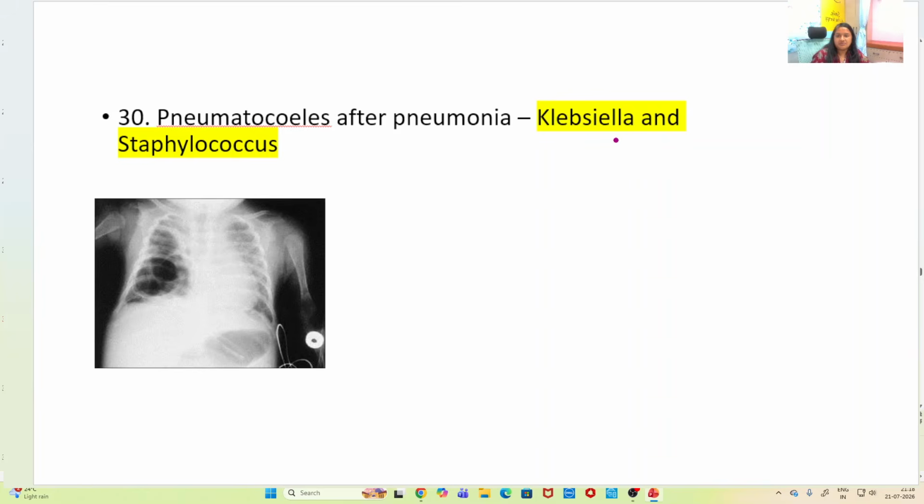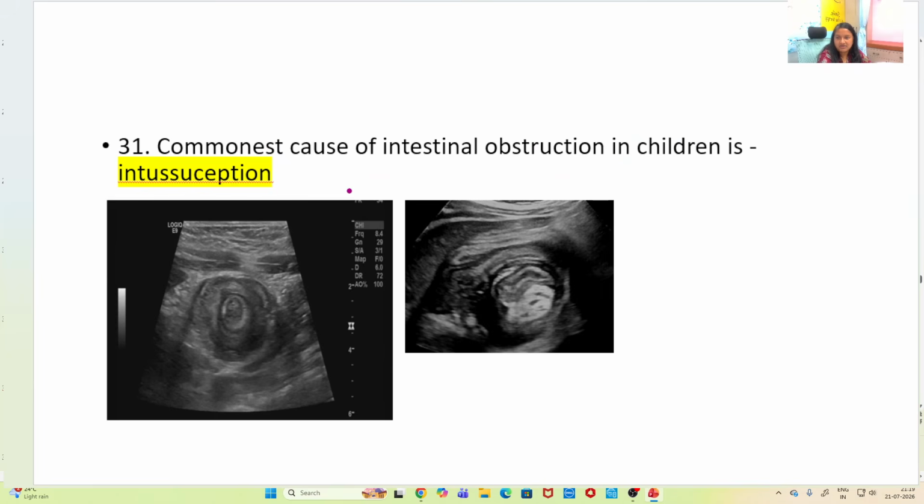Remember that. Pneumatoceles after pneumonia. Okay, this picture is again image based. You have to remember that Klebsiella pneumoniae and Staphylococcus, these two organisms can cause pneumatoceles after pneumonia.